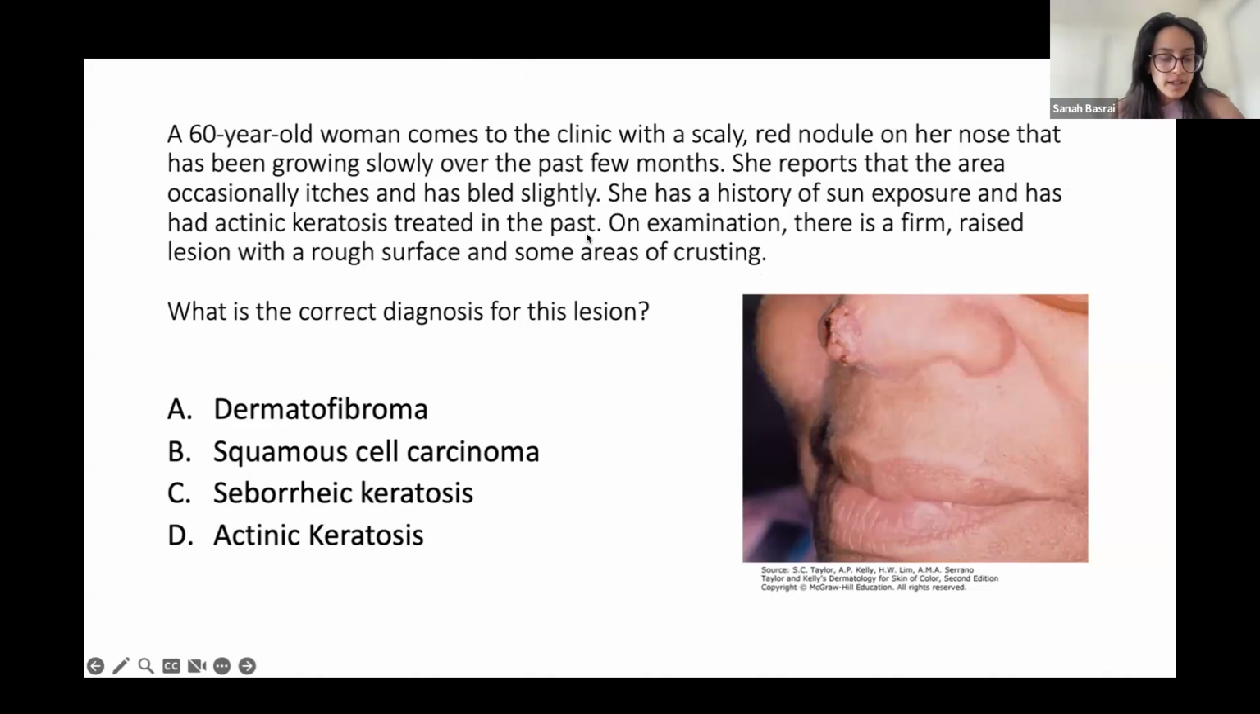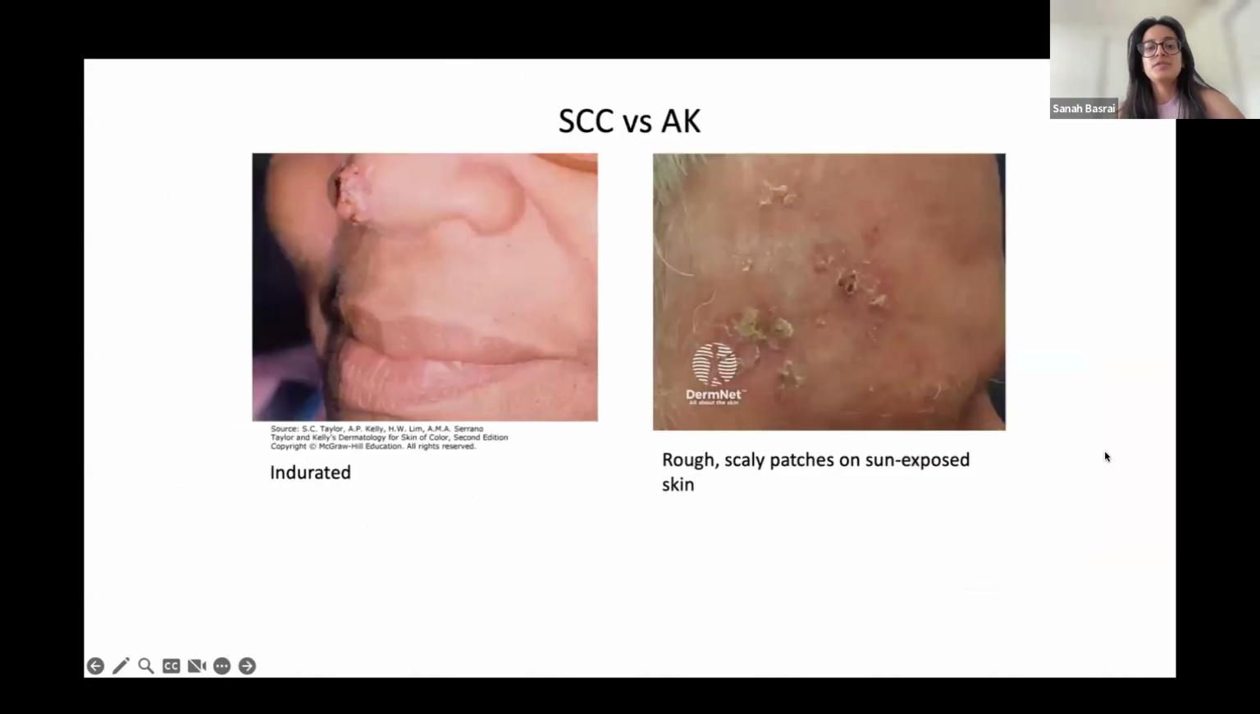So, I guess we can move to the next slide because I think it talks a little bit about what the hints are. So again, this is more of a squamous cell carcinoma because you see that induration. There were some other hints in the case itself: there was a history of sun exposure, and then there's a firm raised lesion, and that induration is consistent with how squamous cell carcinoma can potentially present in skin of color, versus in lighter skin, where it's more of a rough, scaly patch in sun-exposed areas.